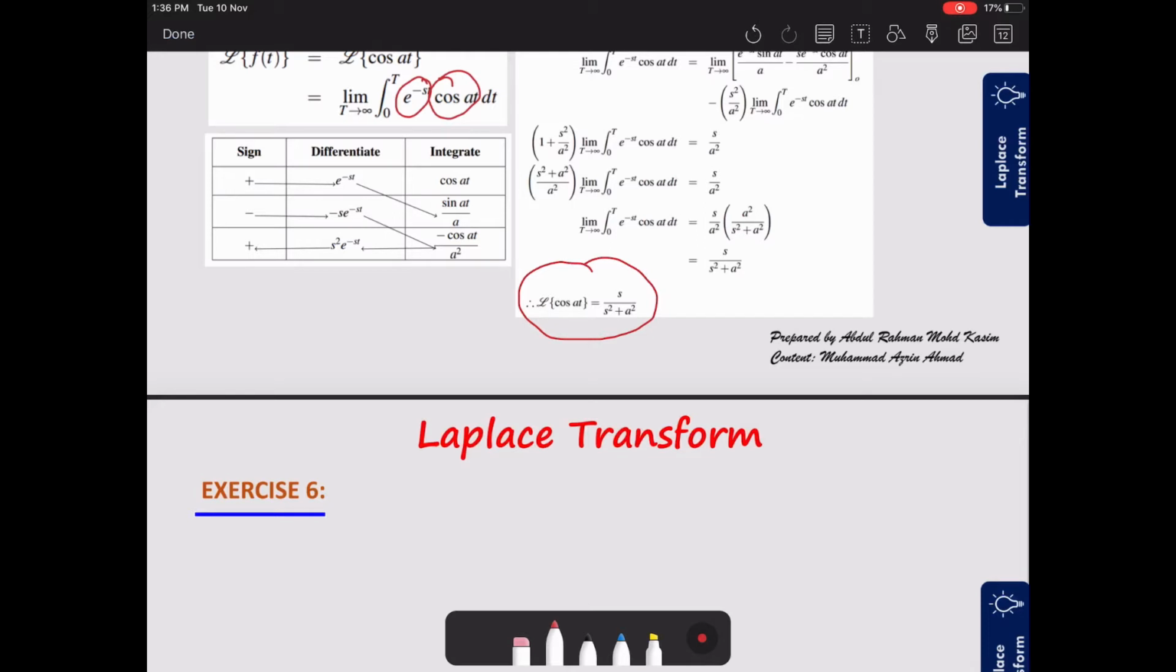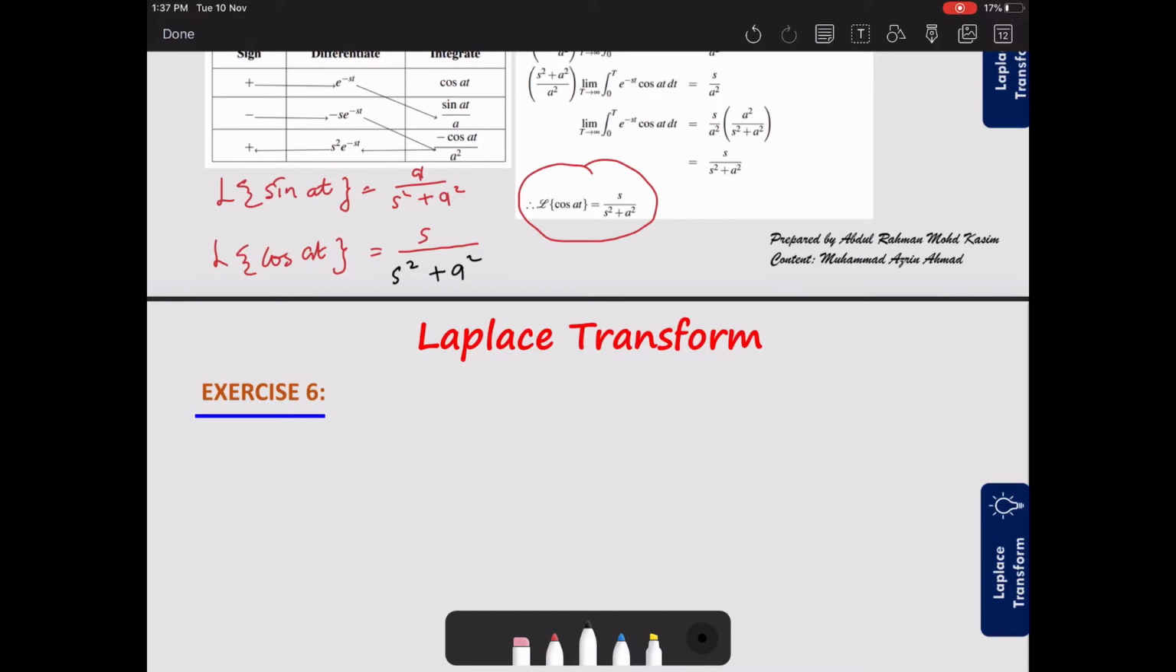We can compare with the previous one. As we have the Laplace of sine at, we will have a over s squared plus a squared. But now for the function cos at, the difference is only the numerator. We have s over s squared plus a squared. The difference can be seen here, a and s.